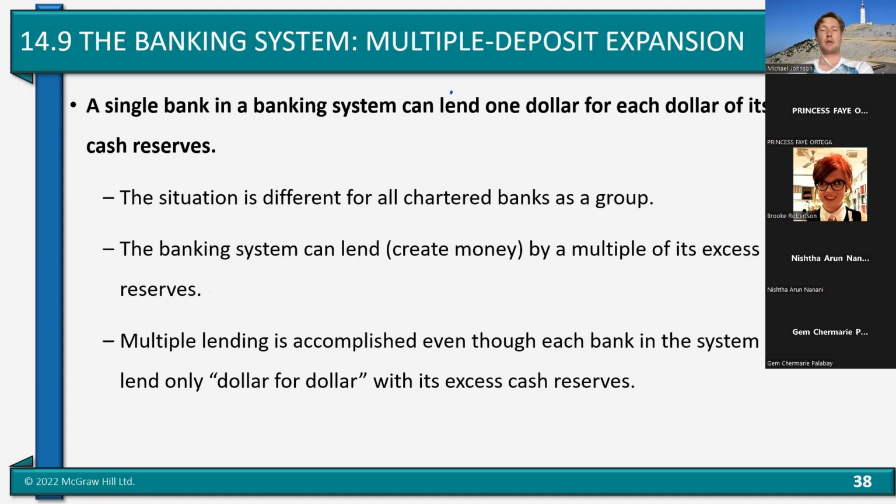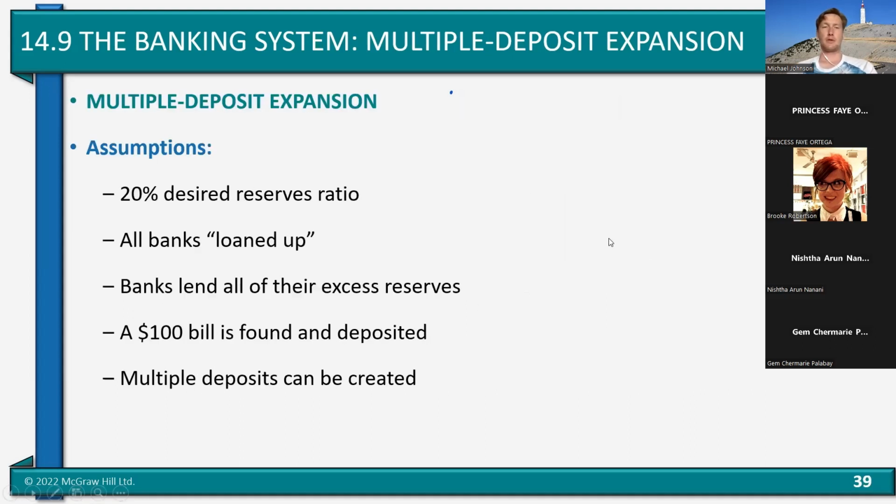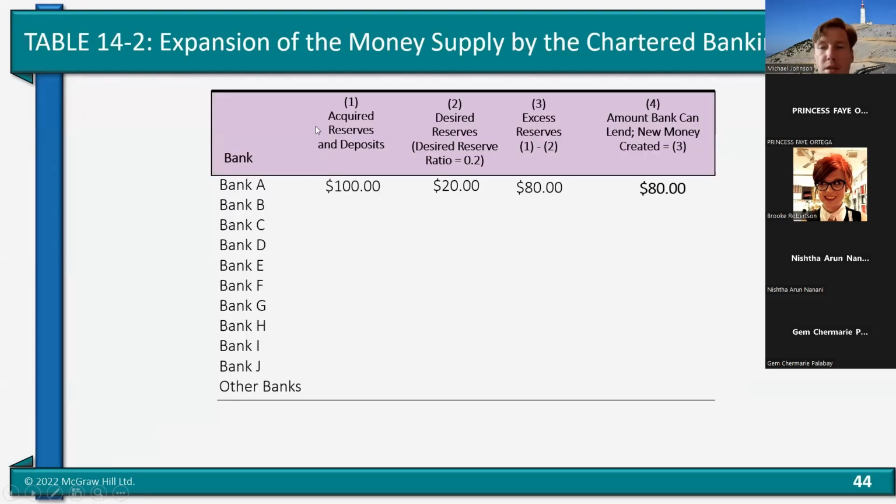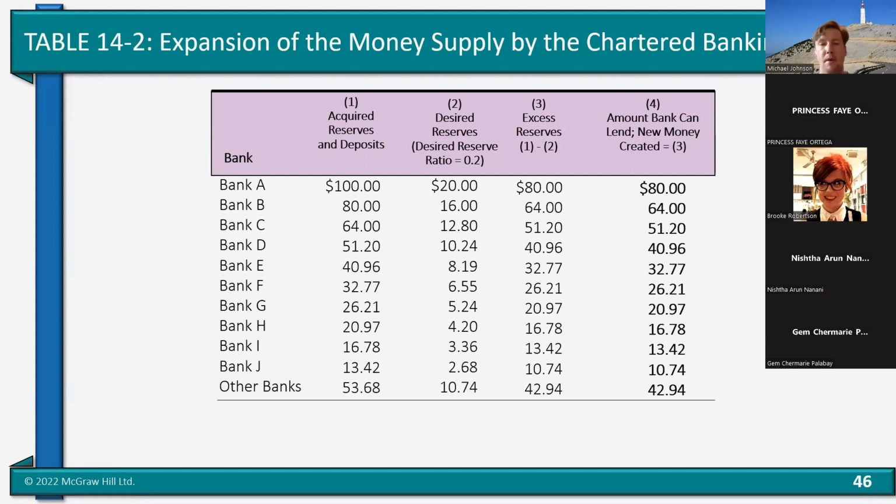Multiple lending is accomplished even though each bank in the system can lend only dollar for dollar with its excess cash reserves. So the assumptions: a 20% desired reserve ratio, and all banks loaned up. Banks lend all of their excess reserves. A $100 bill is found and deposited. Multiple deposits can be created. So this is how the fractional reserve system works. This is how money is created.